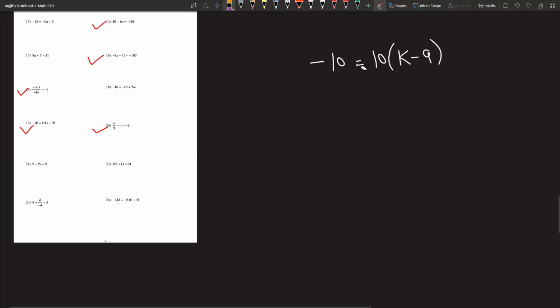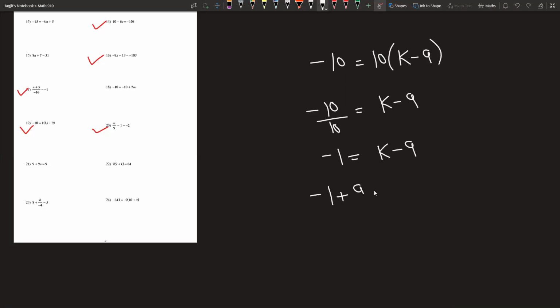Cross multiply this 10. It will move across. And what will happen? This will become minus 10 over 10 is equal to k minus 9. Now, minus 10 over 10 is just minus 1 is equal to k minus 9. So minus 9 will move to this side, become plus 9. And minus 1 plus 9 is equal to 8. Does anyone have any questions?